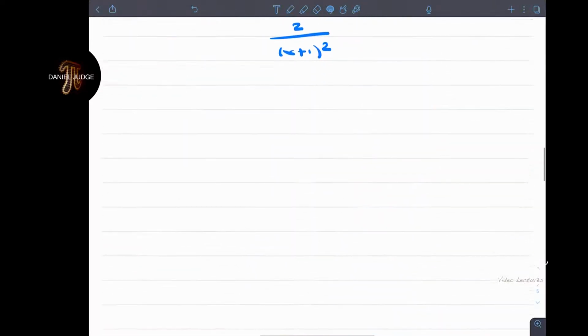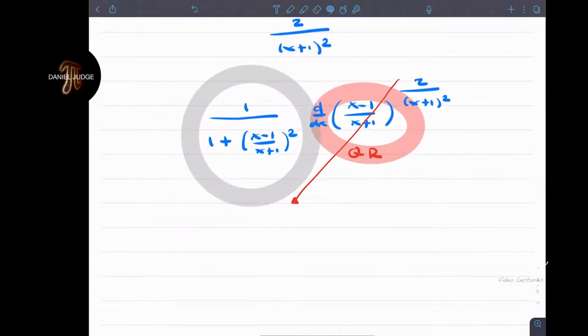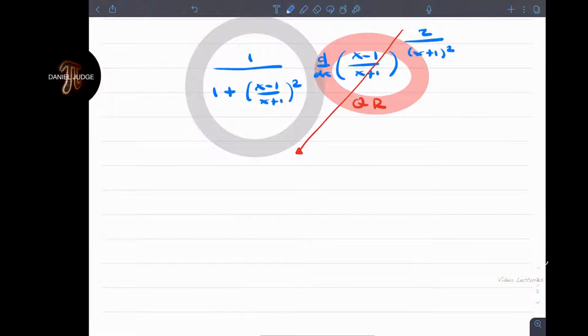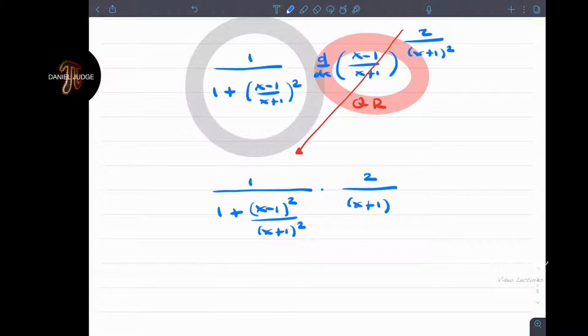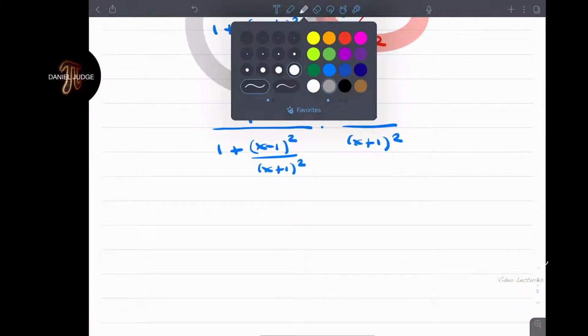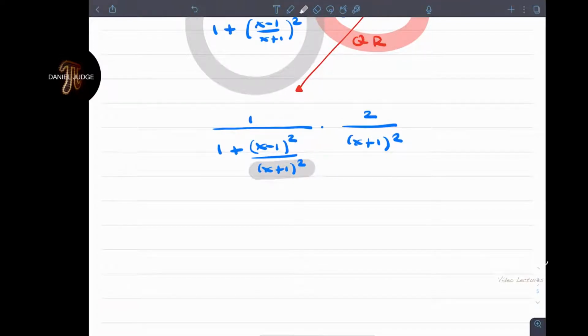Okay, so let's take a look at the algebra we do here. One over 1 plus x minus 1 squared over x plus 1 squared times 2 over x minus 1 squared. So down in here, we're going to do some arithmetic here. This is a complex fraction.